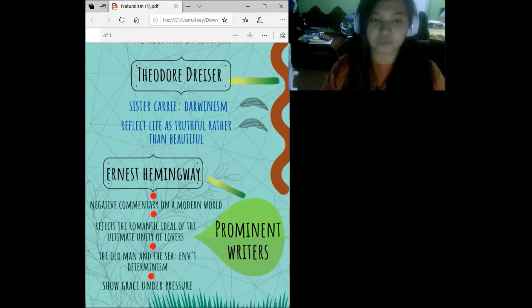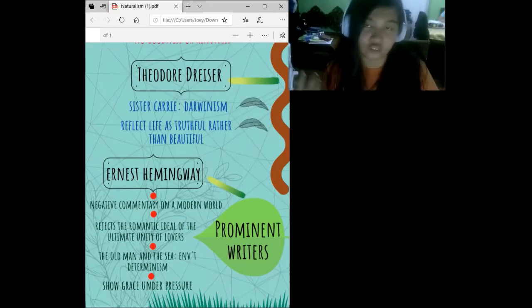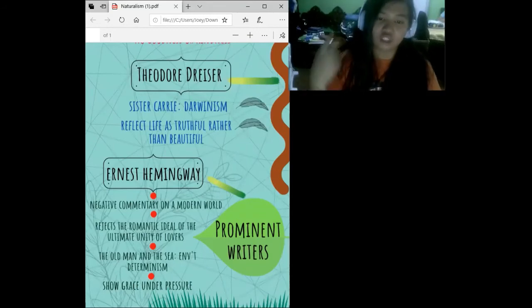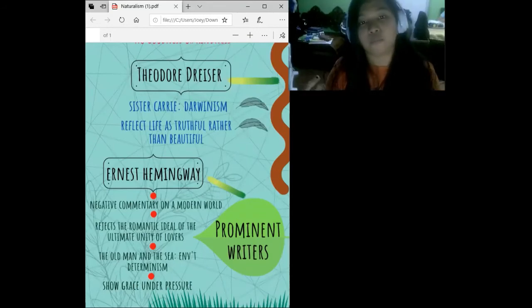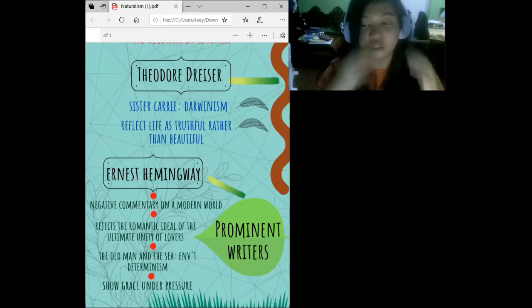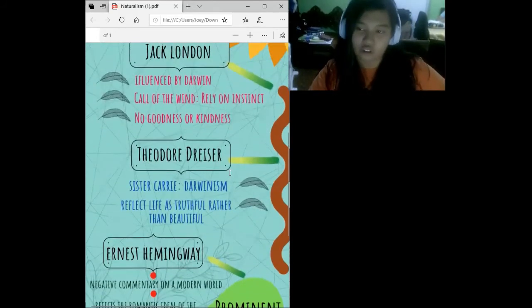Despite Hemingway's belief that lovers aren't always together in the end and should always end up dead in the end, he always manages to let his characters fall to their demise, yet at the same time, he shows grace under pressure, because human misery is always under pressure. Hemingway was also a huge influence on authors like J.D. Salinger.